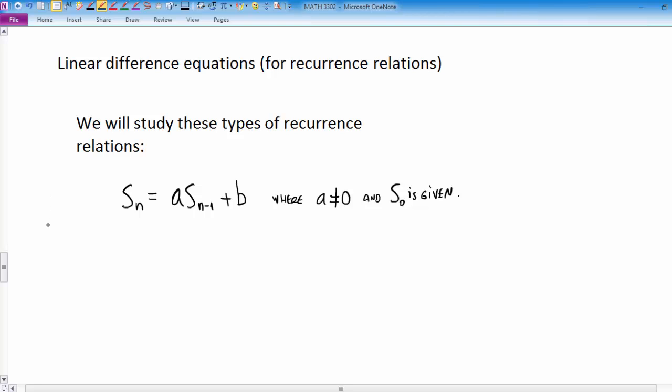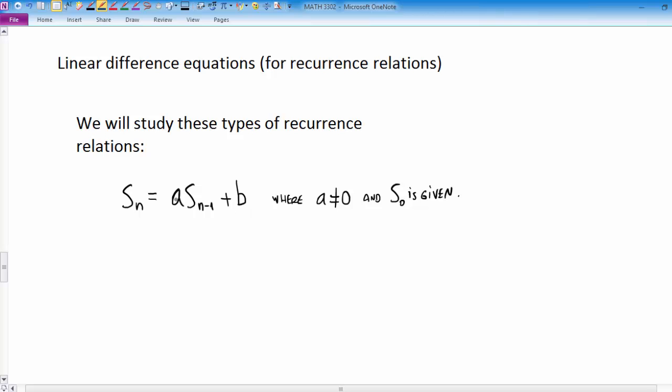Now let's study a special type of recurrence relation. It's called a linear difference equation. And here's the format of the recurrence relation. S_n equals a constant a times S_(n minus 1) plus another constant b. Here the constants are given. However, a has to be different than 0.